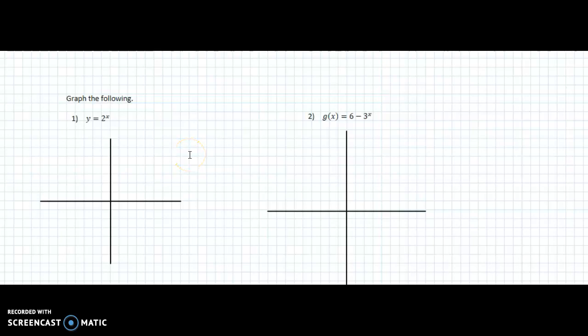Okay, we're going to look at graphing exponential functions today, and exponential functions take this form of f of x is equal to a times b to the x minus h, plus k back here. And so the thing with exponential functions is they get really big really fast.